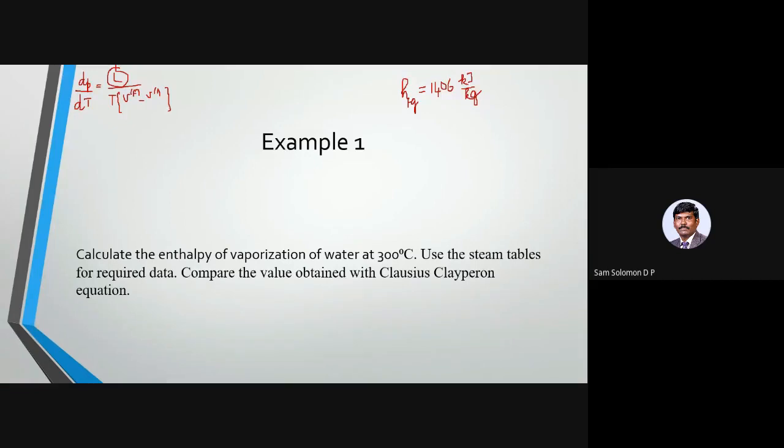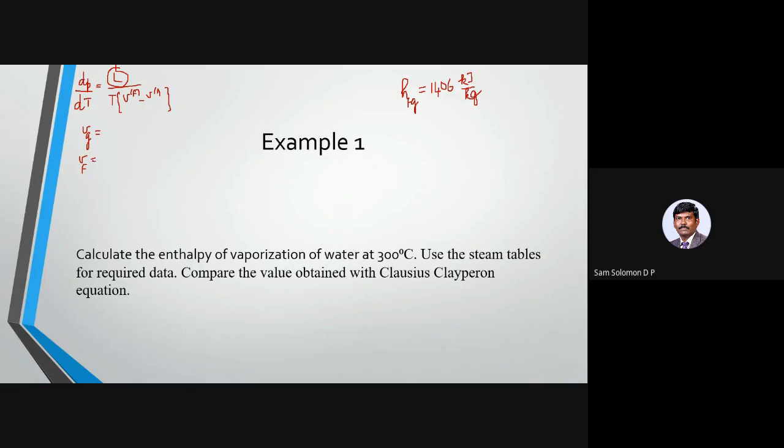They have already given the value of temperature as 300. So for 300 you can check the value of Vg and Vf. So for Vg, what is the value? And for Vf, what is the value? And we are taking these values at 300 degrees centigrade.